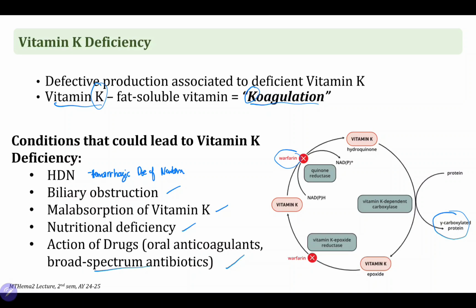Okay? Your oral anticoagulants inhibit your processing of your vitamin K. So if there would be overdosage of the use of warfarin, then you won't be able to produce your vitamin K dependent carboxylase, si gamma-glutamyl carboxylase, and therefore you cannot produce your prothrombin groups 2, 7, 9 at saka 10, and your other regulatory proteins such as your protein C, S, tsaka Z.